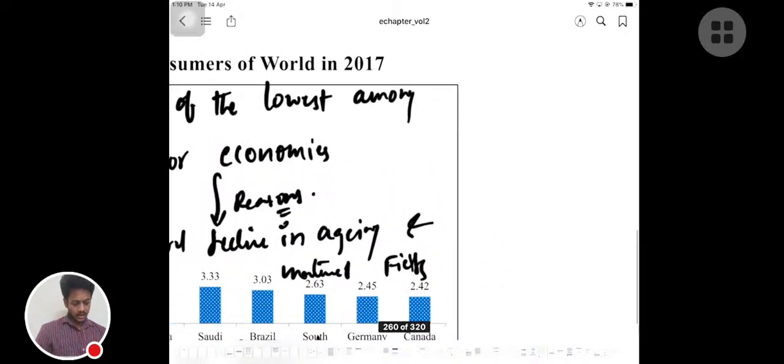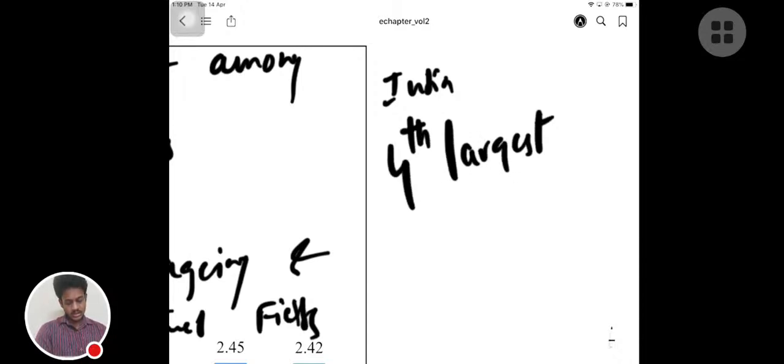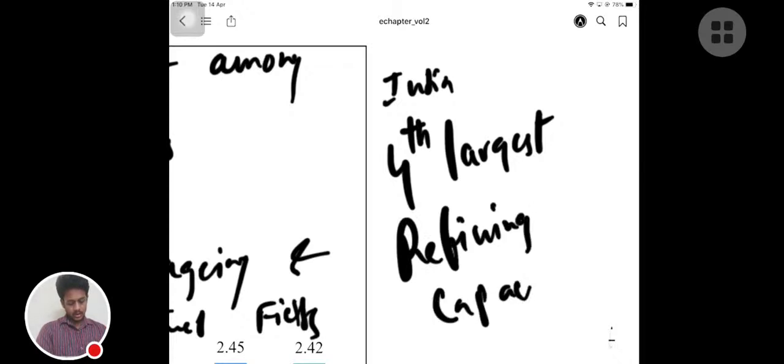So I'll write here. India has the fourth largest refining capacity of oil. The number is not required. It is around 249 MMTPA. That is not required at all.